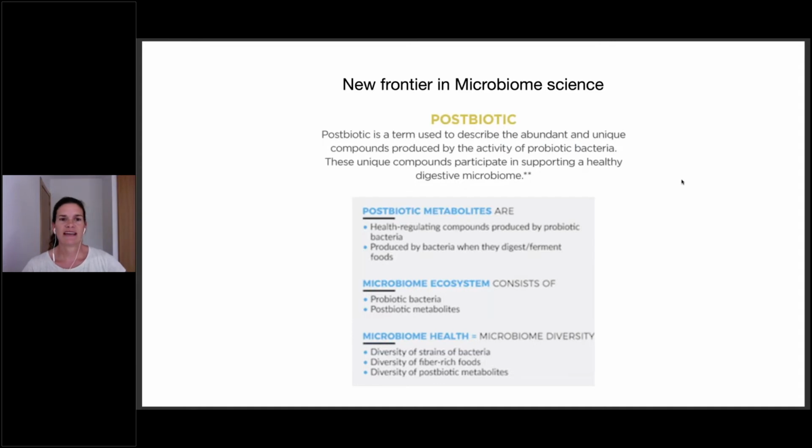Postbiotics are considered the new frontier in microbiome science. These are compounds produced by the activity of probiotic bacteria, and also when bacteria digest and ferment foods, as we've seen. The microbiome ecosystem consists of probiotic bacteria that produce postbiotic metabolites. We can claim their action by these metabolites.